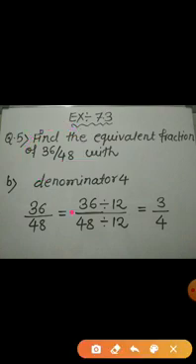Hence, here you can see, I have divided both numerator and denominator by the same number, that is 12, to get the denominator 4 and to get its equivalent fraction. Now 36 divided by 12 is equal to 3 and 48 divided by 12 is equal to 4. Hence, 3 upon 4 is the equivalent fraction of 36 by 48.